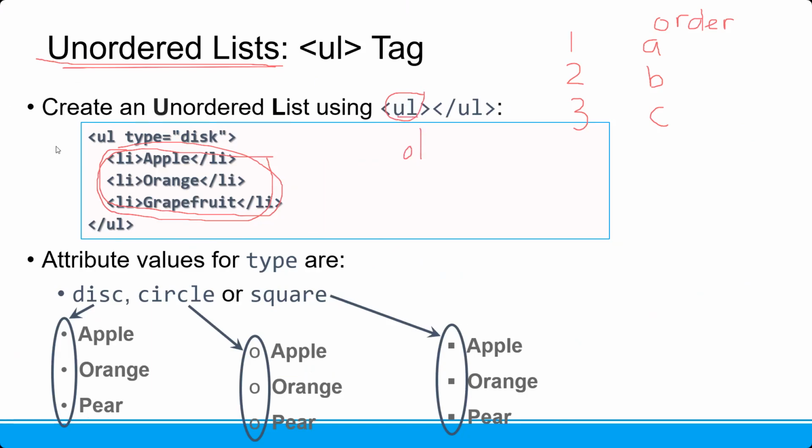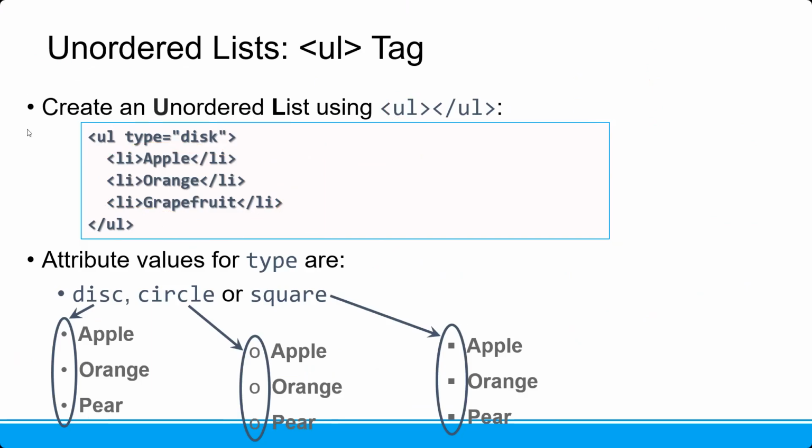And for the type, there are 3 types. It can be disc, it can be circle, and it can be square. So we have this one, we can have circle like this one, and we can have square like this one. LI should be specified again for every item. For example, I want to specify apple, orange, grapefruit. So I need to put LI for each of the items, and then those items should be in between the UL.